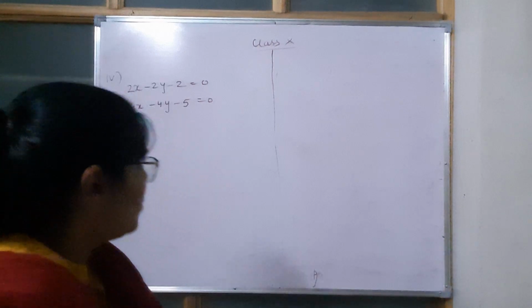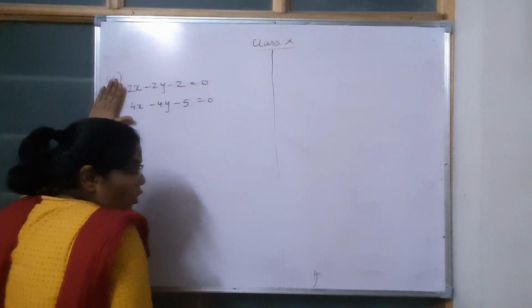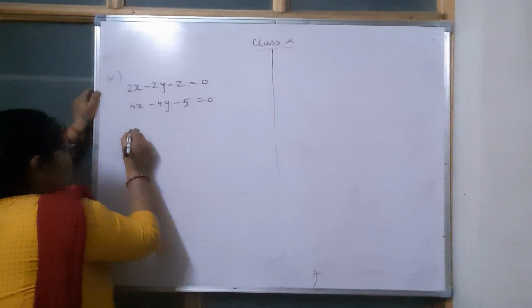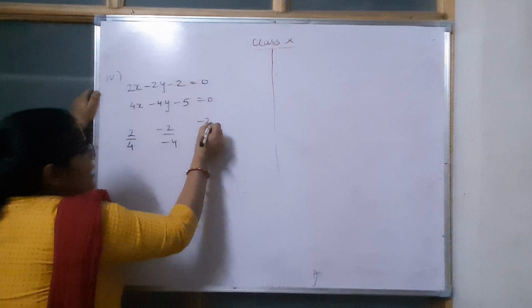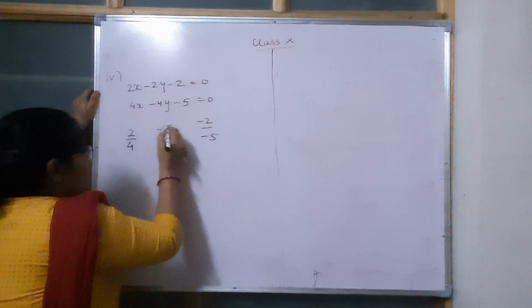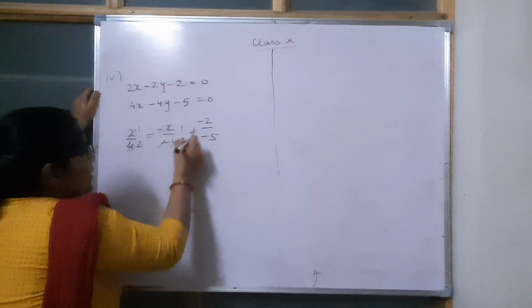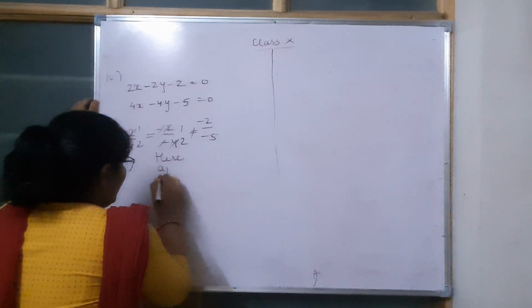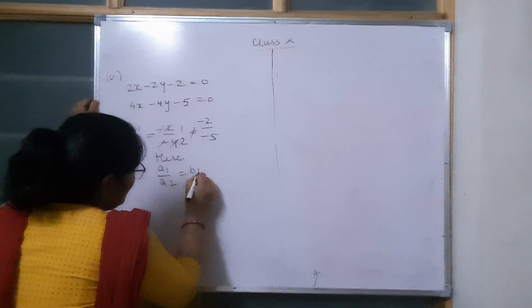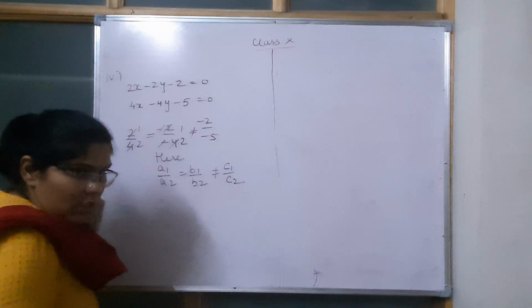Okay. So again we compare the ratios of coefficients of x, y and the constant term. 2 upon 4, minus 2 upon minus 4, minus 2 upon minus 5. 1 upon 2, 1 upon 2. So these two are equal and this is not equal. So here a1 upon a2 is equal to b1 upon b2 is not equal to c1 upon c2.